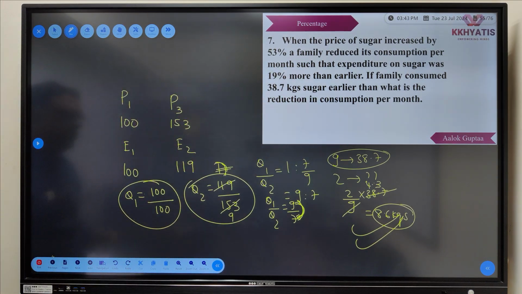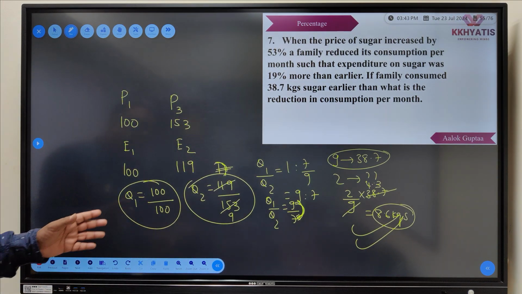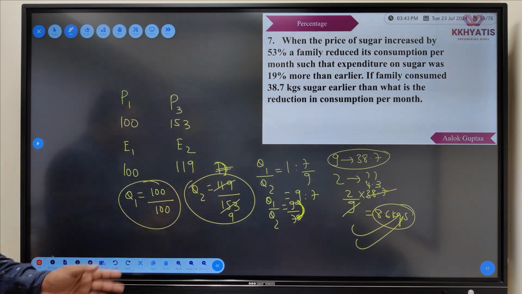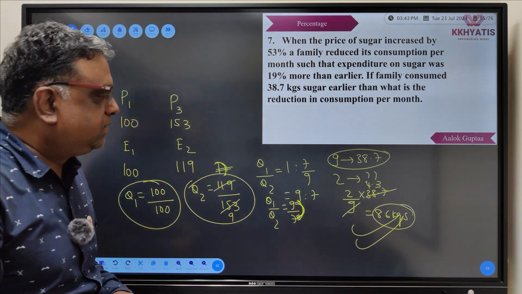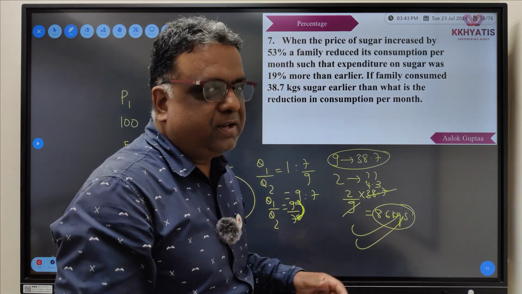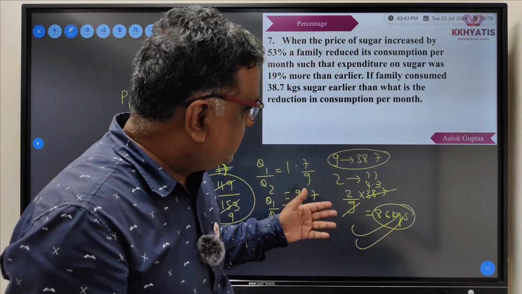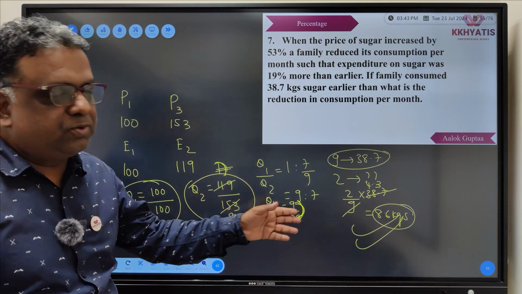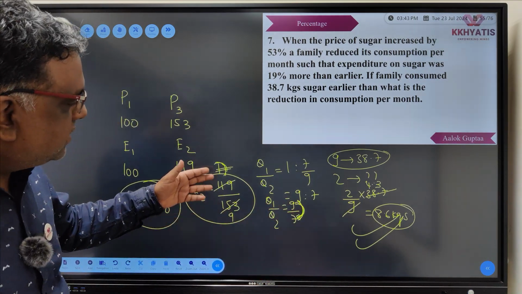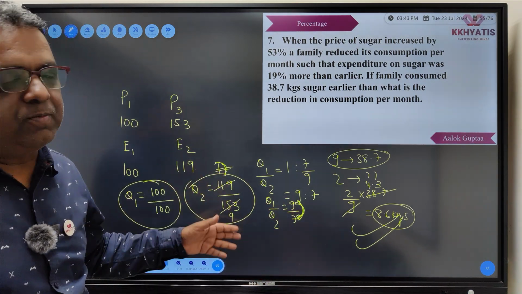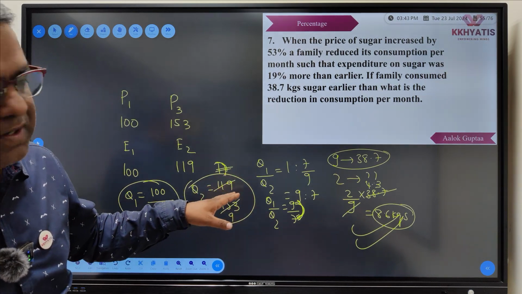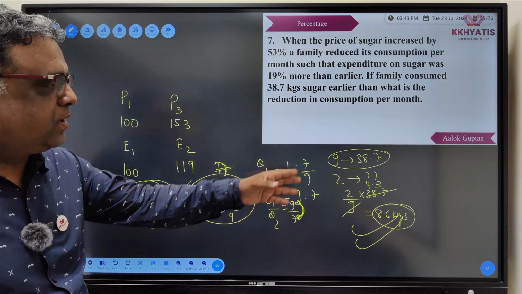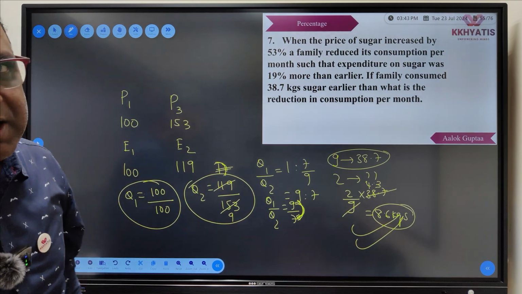Under normal circumstances, people would have done it by calculating this, which would have become a little more elaborate and would have taken more time. We did it by taking Q1 by Q2 and just knowing that 119 and 153 have a common factor of 17, so I divided by 17. I got the ratio of Q1 to Q2. I was able to find out the reduction in consumption. Okay.